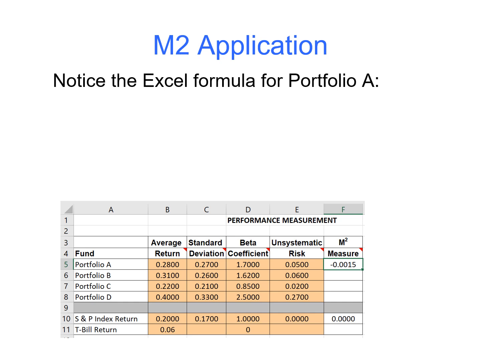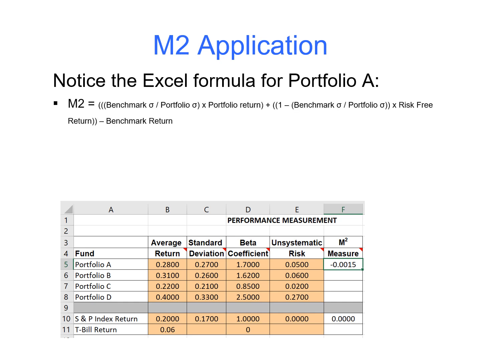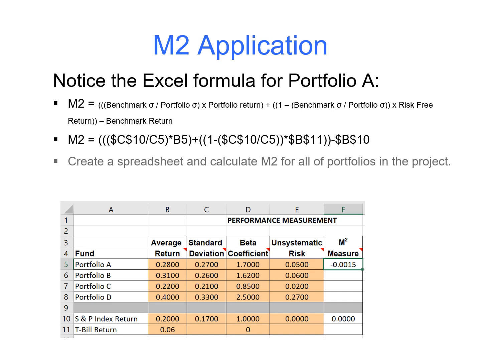Use the provided Excel formula to calculate M2 for each portfolio in your project. Enter the benchmark standard deviation, portfolio standard deviation, portfolio return, and risk-free return to compute M2. Analyze which portfolio performs best using the M2 measure, then compare results across other metrics.